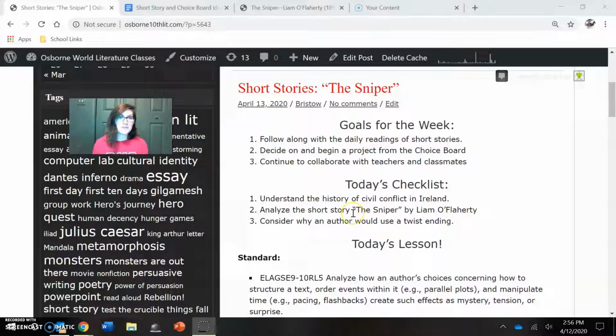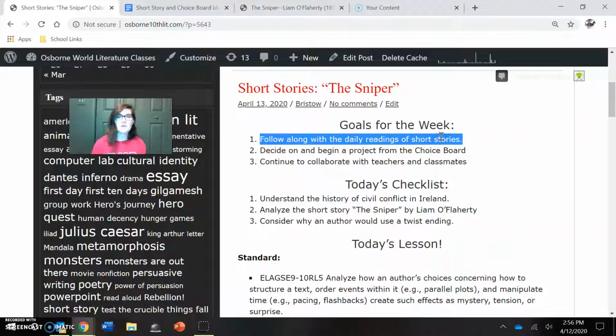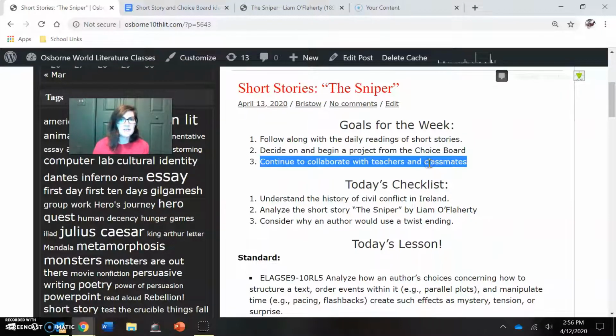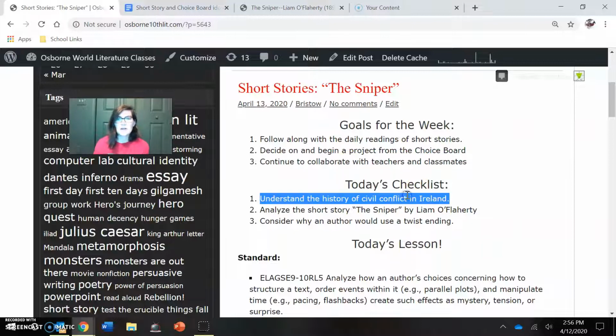Okay, so our short story today is called The Sniper. Our goals for the week are you will follow along with the daily readings of short stories. You're going to decide on and begin a project from the choice board and continue to collaborate with your teachers and classmates. Today's checklist, you're going to understand the history of civil conflict in Ireland.